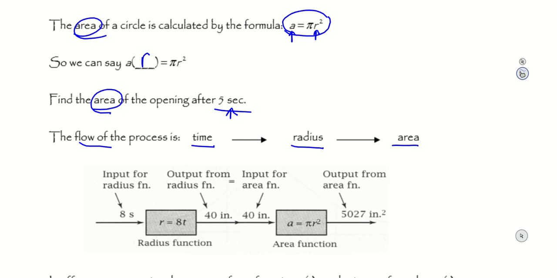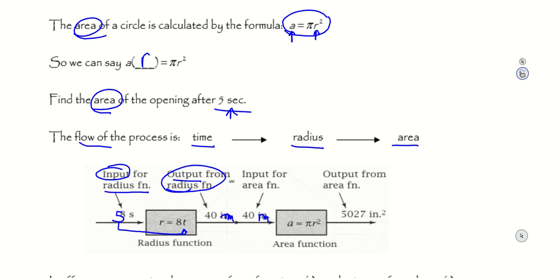So let's look at this flow chart. We're going to start with our input for the radius function. So we have an input in the radius function, and that is 5 seconds. We're going to take that input into the radius function, and we're going to put it in for time. And the radius is 8 times 5, which is 40 millimeters. So 40 is the output from the radius function.